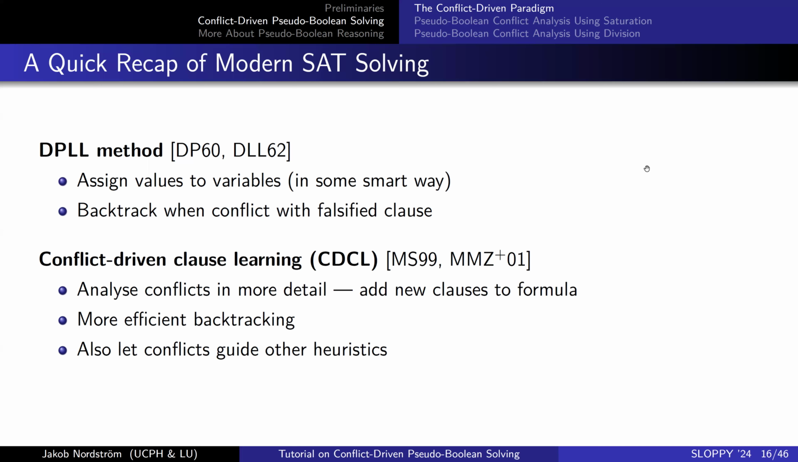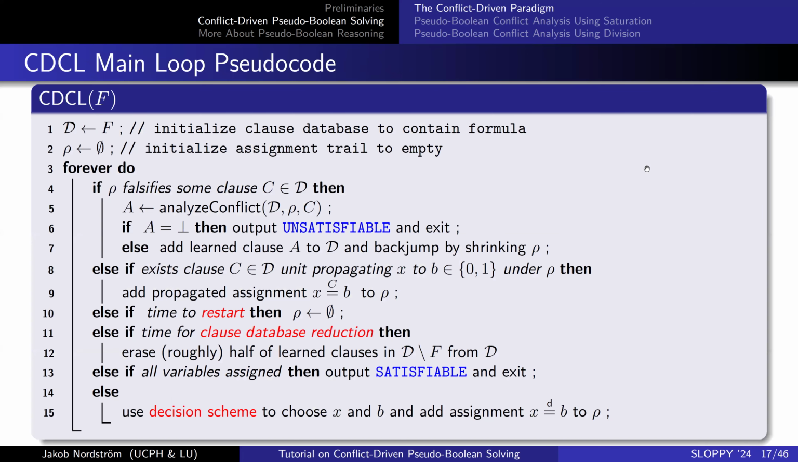And you could also use the conflict analysis to guide other heuristics. For instance, collect these VSIDS scores that told me what were interesting variables to branch on. And we're going to focus again on how to assign variables and analyze conflicts, which means that we have this again.